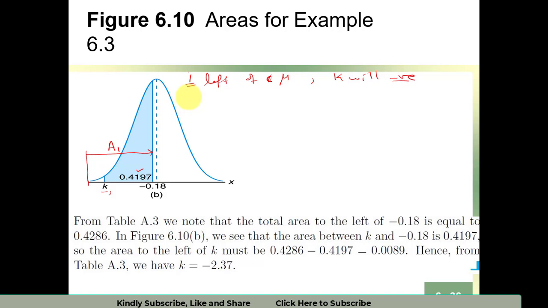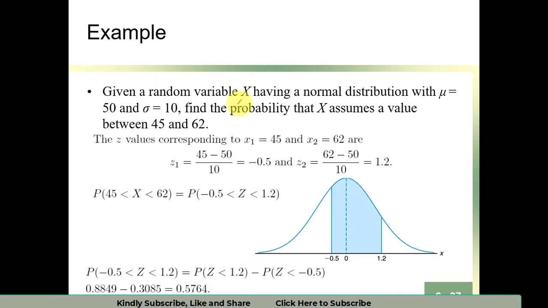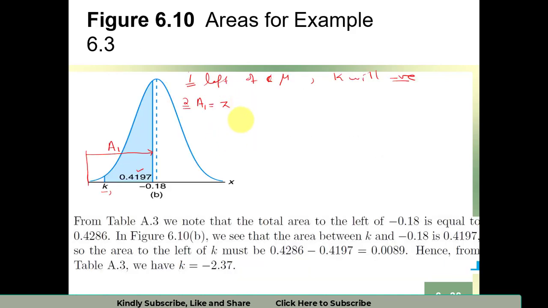Okay, so I will check the area that is associated with A1, that is associated with z equal to minus 0.18. So I will write here z less than minus 0.18. I will check the value in the table later on.